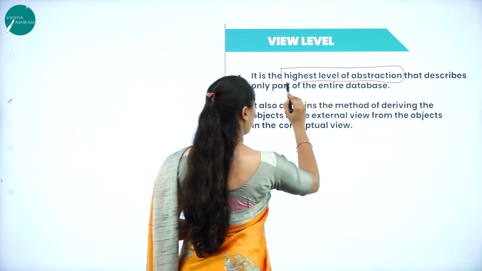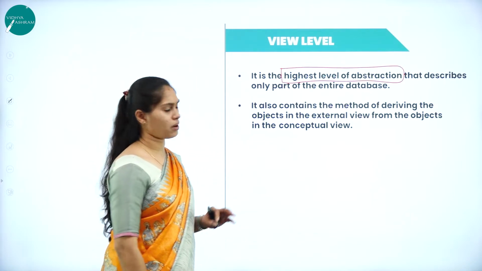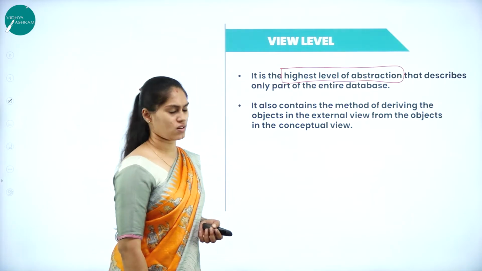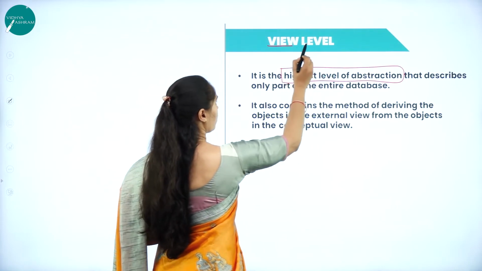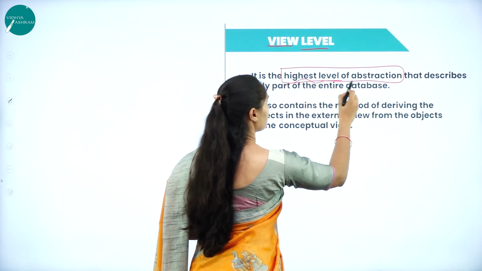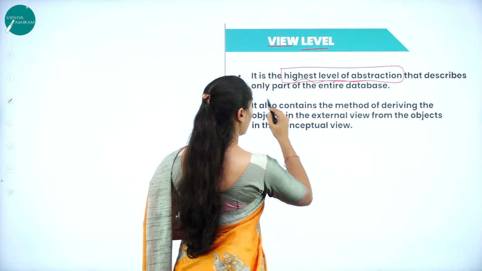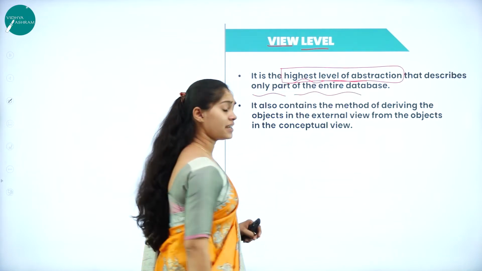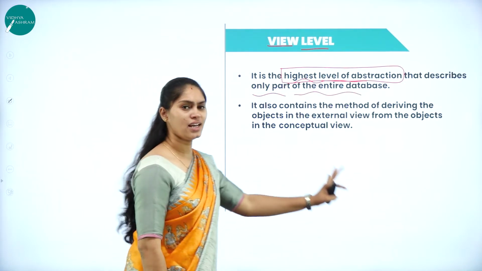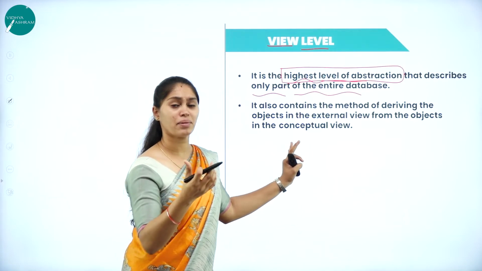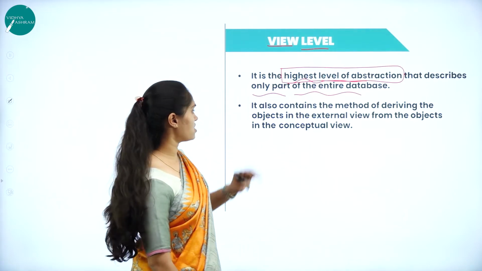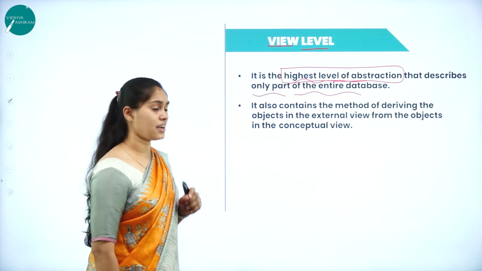Very important question. If you have seen the model question paper, this is the most frequently asked question, right? So the view level or external level is the highest level of abstraction that describes only some part of the entire database. I won't get the entire database, I am just getting a piece of the database. So it will give only part of the entire database.